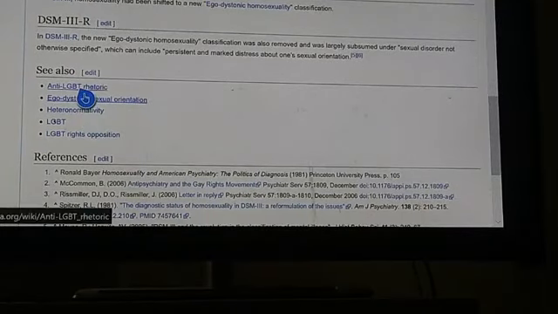They theorized that it is caused by a complex interplay of genetic, hormonal, and environmental influences.